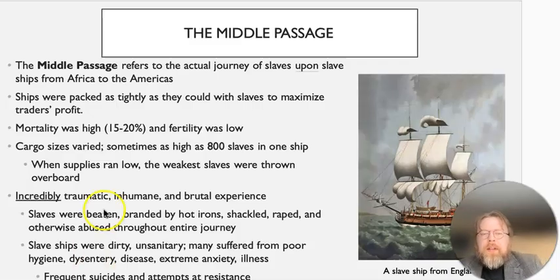It says mortality is high, 15 to 20%. I've heard even higher numbers. I've heard up to 50% mortality. It kind of depends upon how densely packed the ship was, living conditions, etc. You could get cargoes as high as 800 slaves on one ship. If supplies ran low, oftentimes the weakest slaves were thrown overboard.